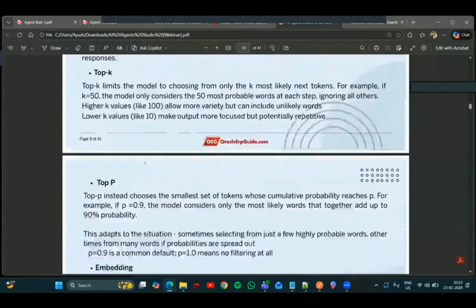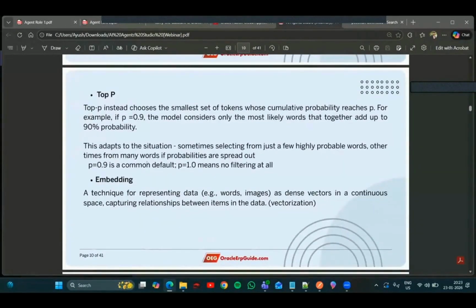Let's just go to the next slide and see what top p is. So top p, instead of choosing an n number of words or tokens, takes the number of words or tokens whose probability adds up to the top p. The p stands for the probability. If p equals 0.9, the model considers only the most likely words that together add up to 90% probability.